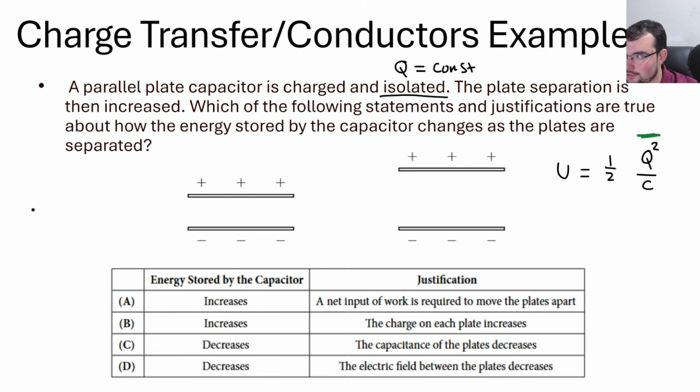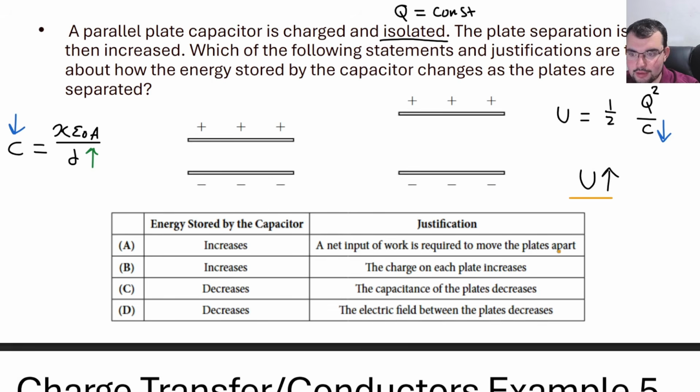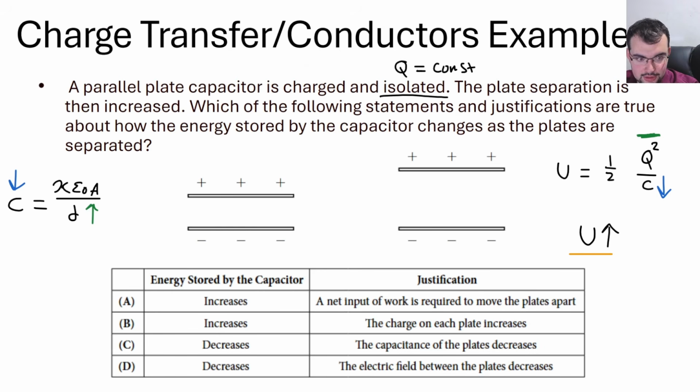Well, we also know that for a pair of plates, C equals kappa epsilon naught A over d. And we're increasing the plate separation, so therefore capacitance must decrease. So we have the same charge, but capacitance is decreasing, so we have a lower denominator, so that means U increases. So why does U increase? Well, definitely not because the charge increases, because we just said Q is constant, so by default it has to be A.